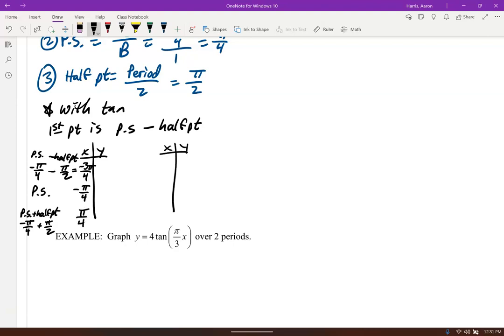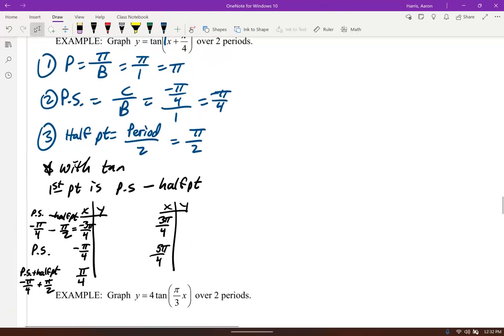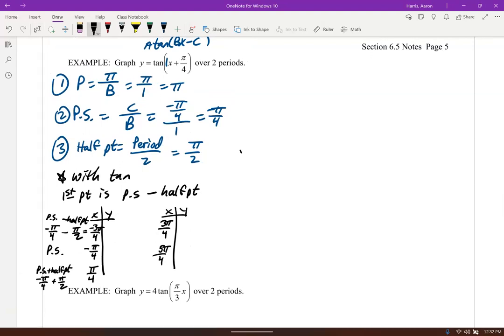And then I'll go up another half point from there. So pi fourths plus another half point, plus pi halves, 3 pi fourths. And then I'll go up another half point from there. So 3 pi fourths plus another pi halves. So 3 pi fourths plus 2 pi fourths, 5 pi fourths. And that's my last one. Okay. And so if you plug these in, I don't know that you'll have to plug them in every time, but we'll plug in on this one.